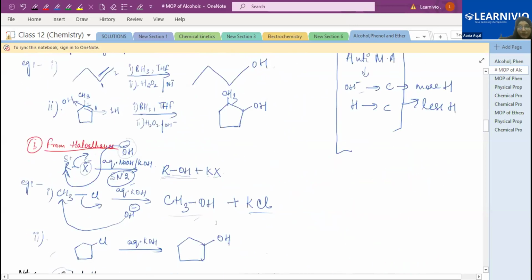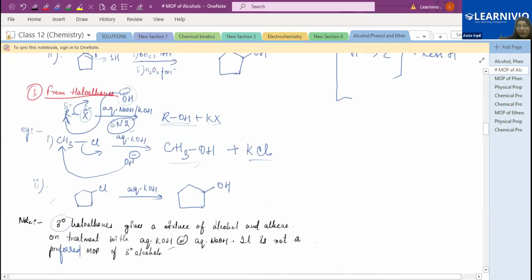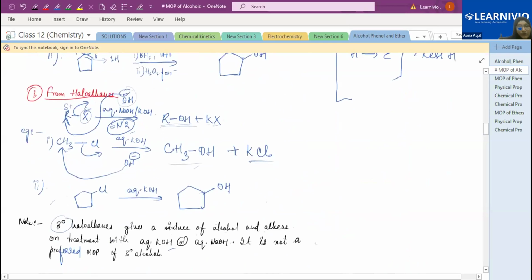Next, the third method of preparation we have discussed is from the haloalkanes. Okay, so from haloalkanes, it's very easy. Just put aqueous sodium hydroxide or potassium hydroxide and just follow the SN2 mechanism. Okay, bimolecular nucleophilic substitution reaction, and you will get the corresponding alcohol.